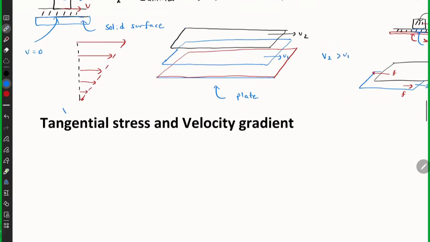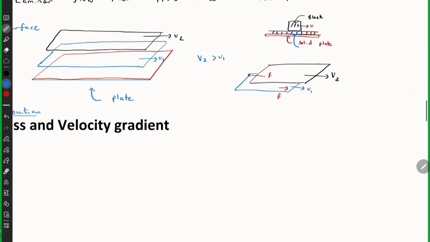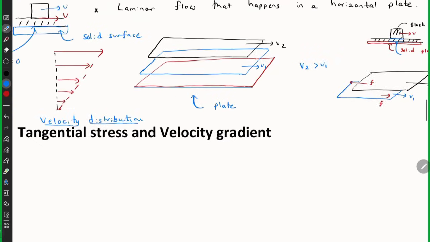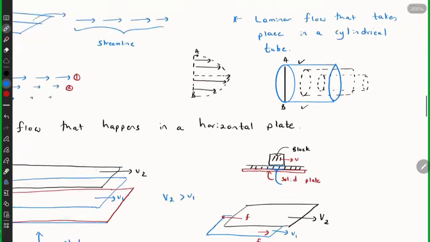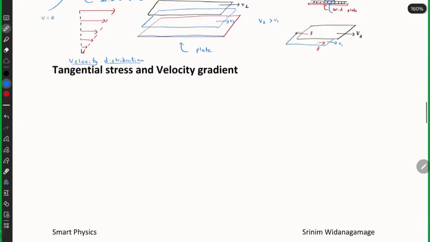Right. Okay, so this is the velocity distribution. And we saw the velocity distribution here as well, on this side. So you can do the note taking at home, I hope, to save time, right?